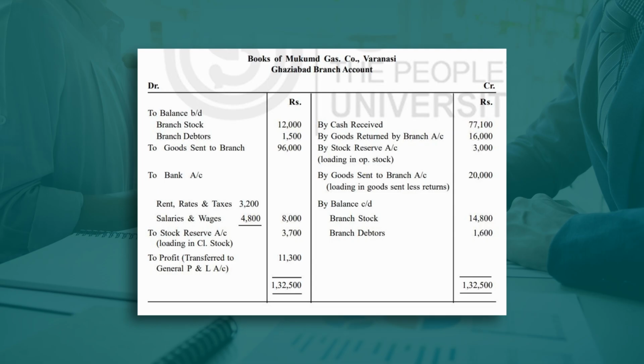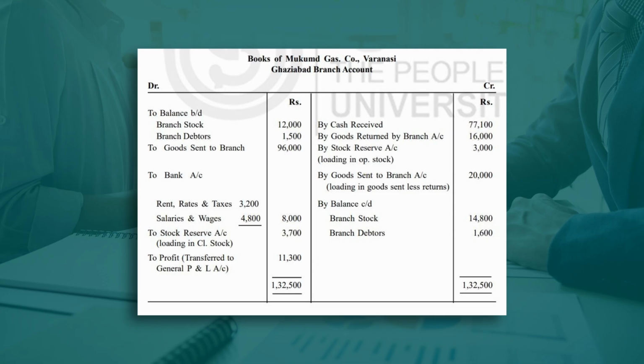Branch debtors, so this is the opening stock of branch debtors, we can check it. Opening stock of branch debtors 1500, it is given 1500. To goods sent to branch 96,000, I think it is also given. Yes, goods sent to branch 96,000.